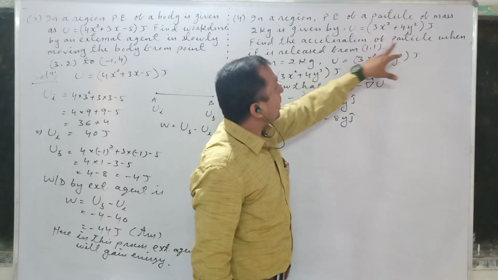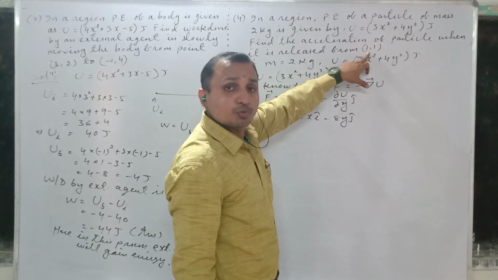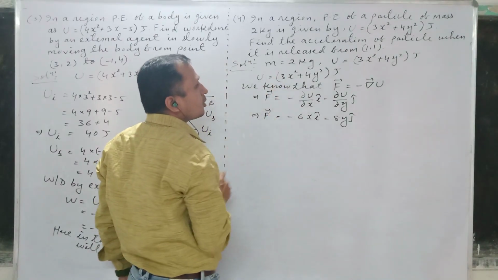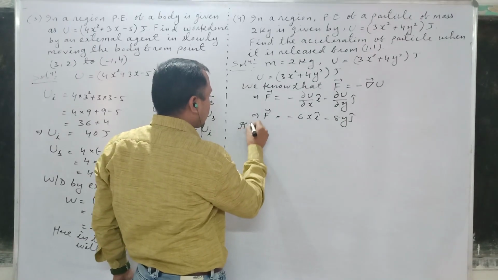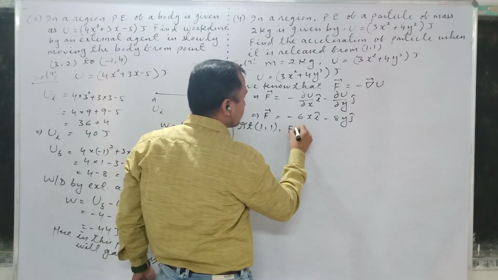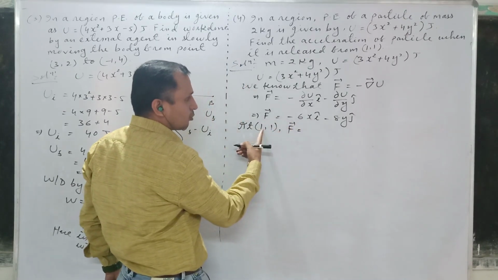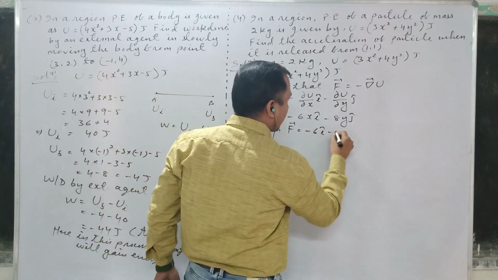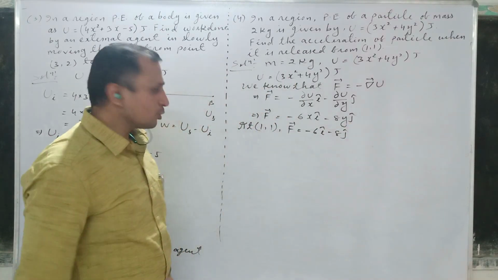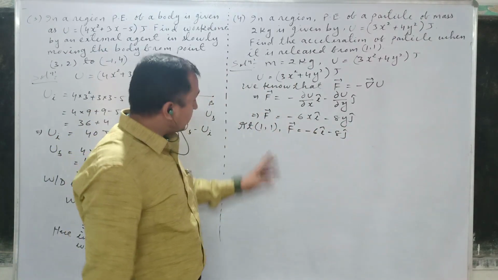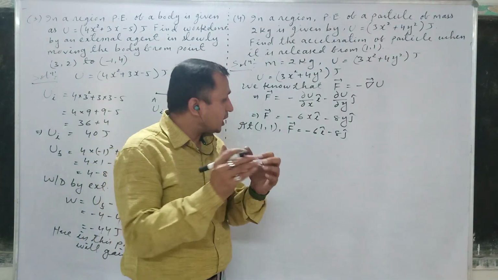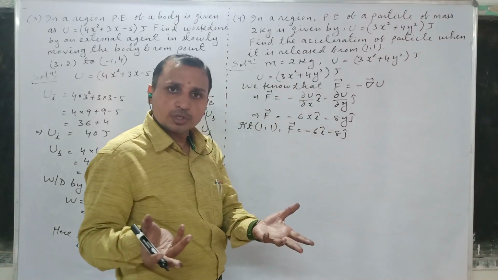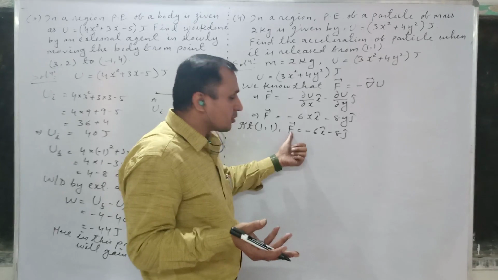But here when the particle will be released from the point (1, 1), I have to find acceleration. So at (1, 1), for the position of (1, 1), what will be the force? At (1, 1) position, the force will be how much? In case of x, 1 we have to put. In case of y, 1 we have to put. So minus 6i cap minus 8j cap I can write. Yes or no? This is the force at (1, 1) we are getting. At that point I want to find acceleration. So already we got the force and mass is given to you in the question. Directly I can put the Newton's second law and we can find the acceleration.